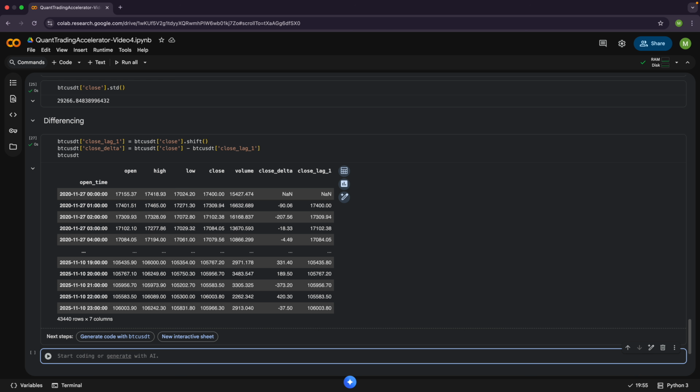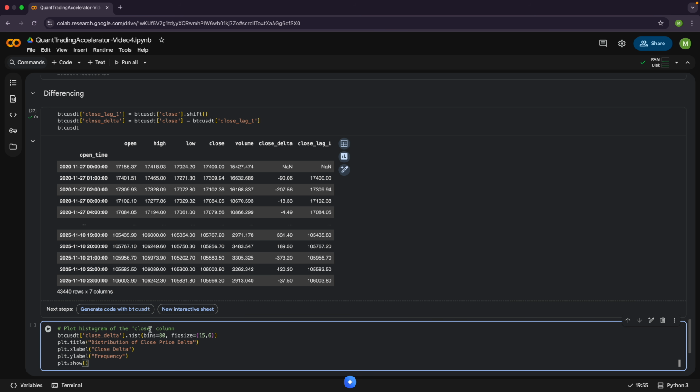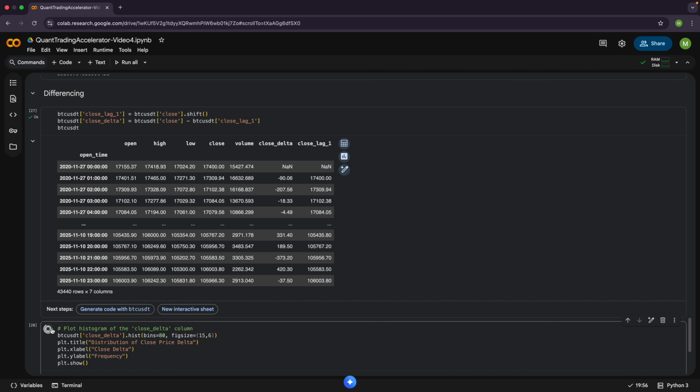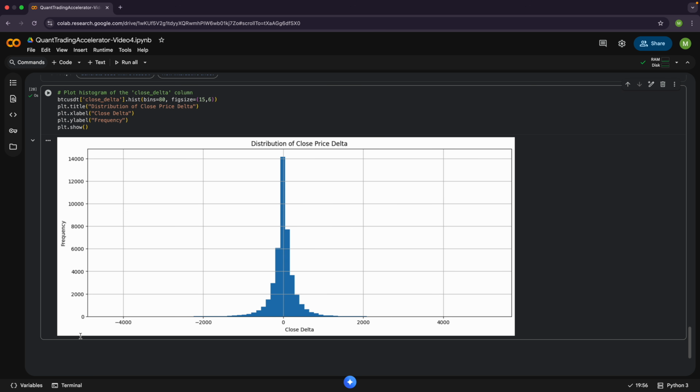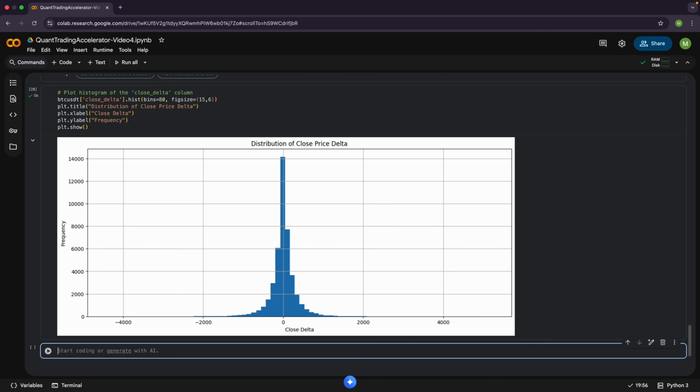And now what we're going to do is look at the distribution, or the histogram, of the closed delta. That's the closed delta. And you see here now, there's only one peak, so this will be the central tendency. And so now what we're going to do is to calculate the mean and the standard deviation.